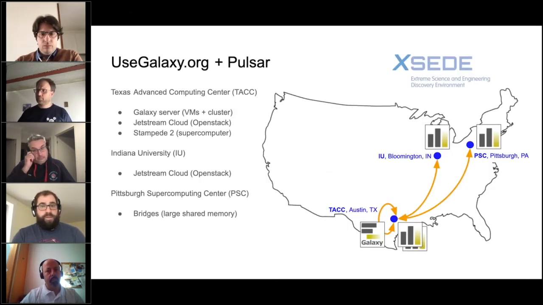Next slide. So currently we have Galaxy running, as I mentioned, on some VMs at TACC in Texas. And then in order to use some of these XSEDE resources, such as Jetstream, which is an OpenStack cloud divided between Indiana University and TACC, and then to use the Stampede2 supercomputer at TACC, and Bridges, which is a large shared memory system, which has been very useful for assembly tasks, we had to use Pulsar.